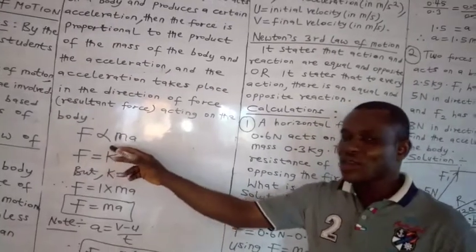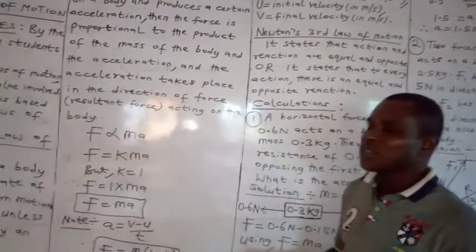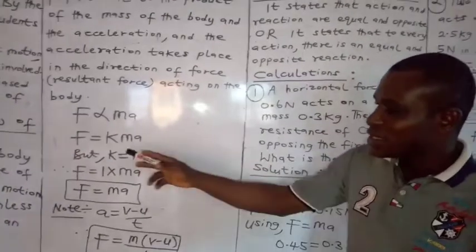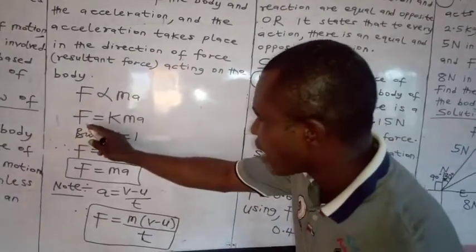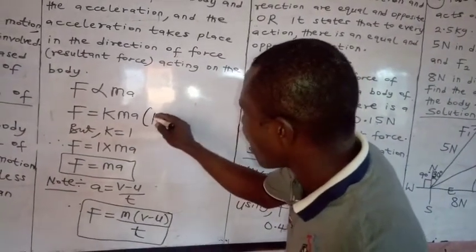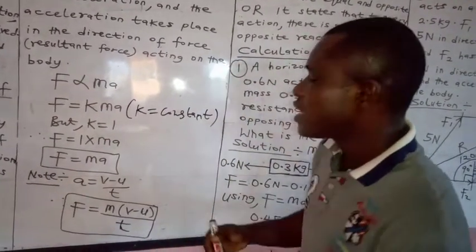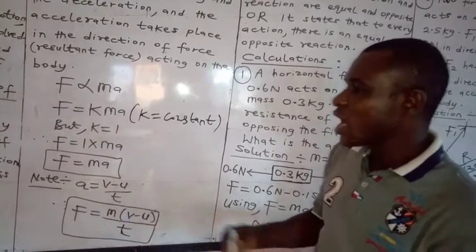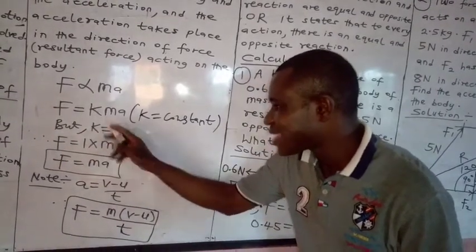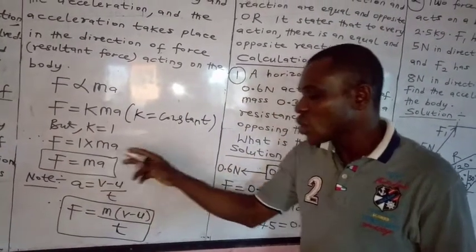Remember, this proportional sign, you have to clear it. If you clear the proportional sign, you introduce a constant. This becomes F equals Kma, whereby K equals what? Constant. It's very important. But K equals 1. Then you have F equals 1 times Ma. Then we have F equals Ma.